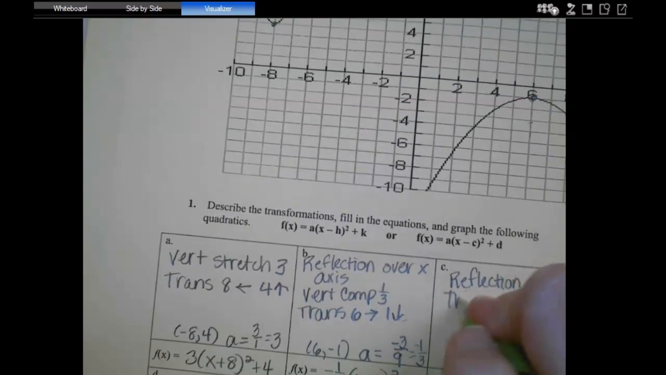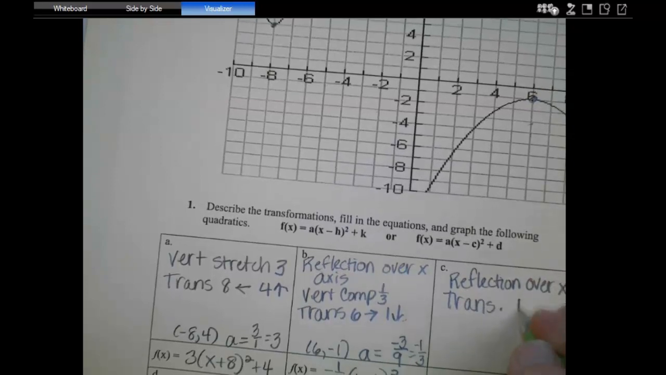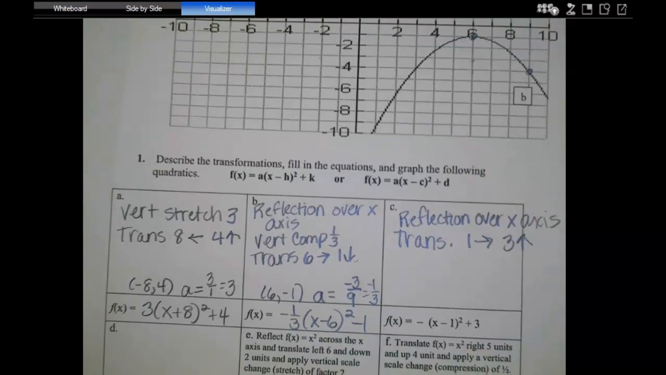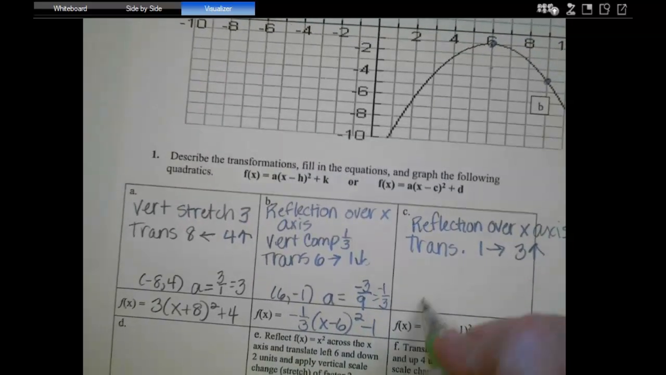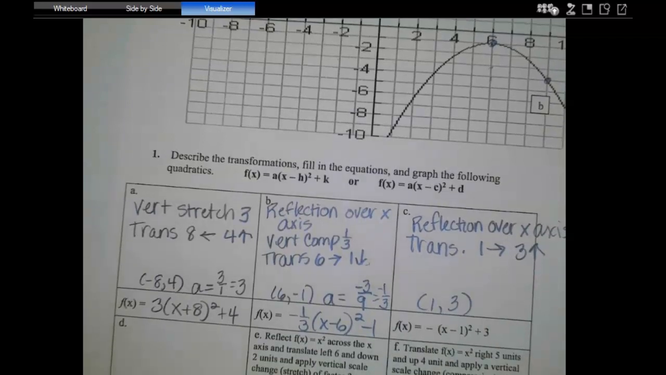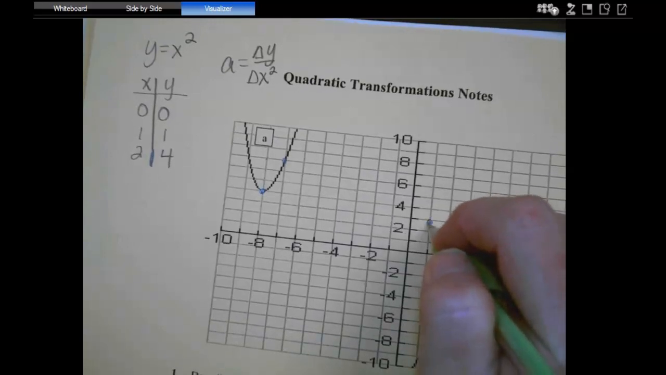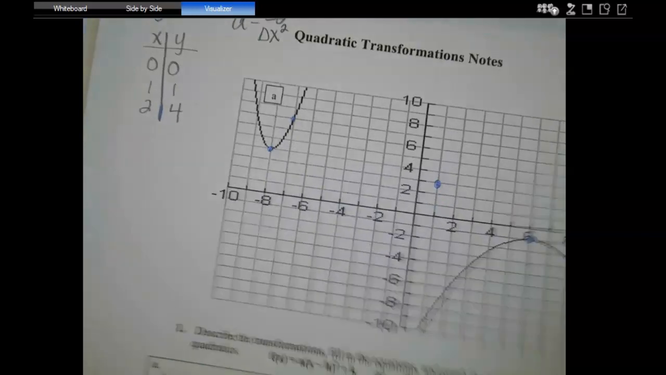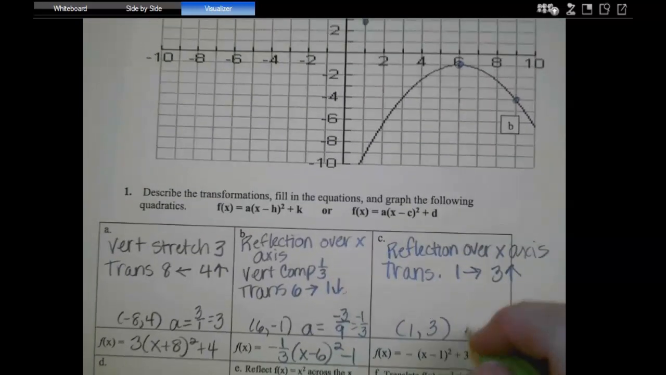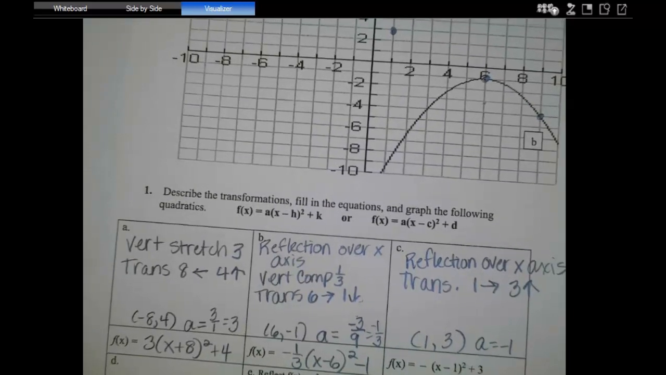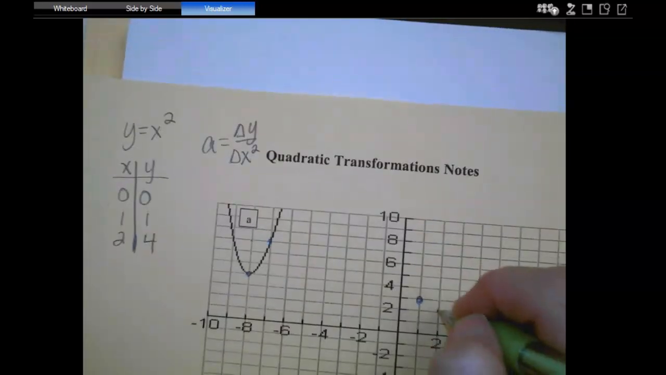I'm going to translate 1 to the right and 3 up. So when I look at this, friends, my vertex is 1, 3. That's where I'm going to start. I'm going to start with 1, 3. And my A value is -1. So which way am I counting? I'm going to count down 1 and over 1, right?